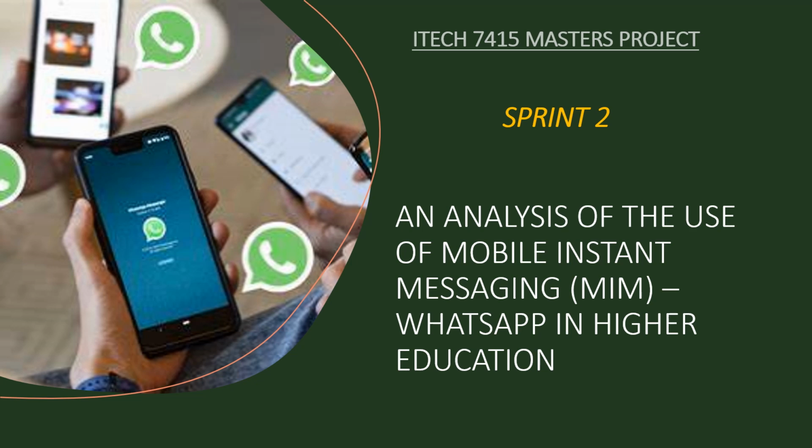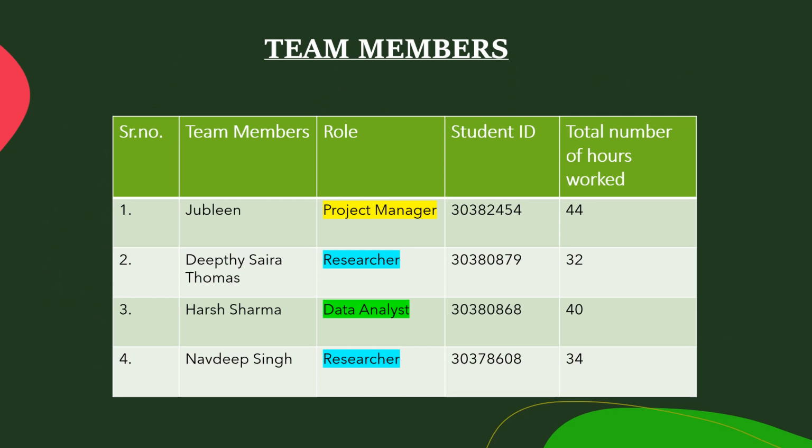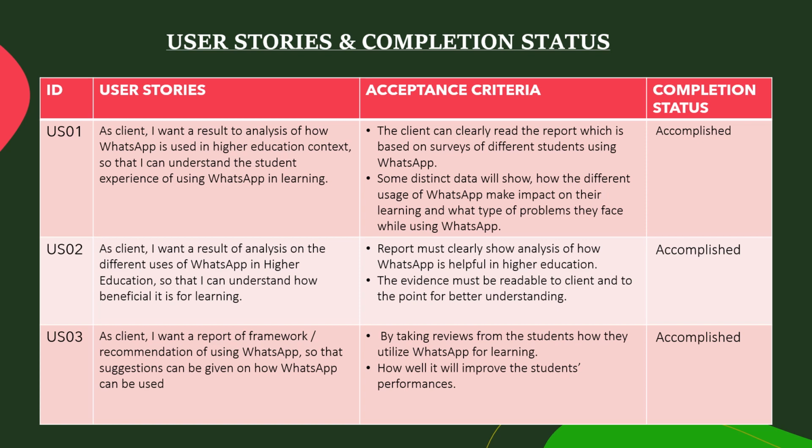The name of our project is Analysis of the Use of Mobile Instant Messaging, that is WhatsApp in Higher Education. Sprint 2 started on 3rd of May and ended on 23rd of May. These are the team members who were assigned different roles, and this also shows the total number of hours they worked for. In this Sprint 2, we were able to accomplish 3 user stories completely.